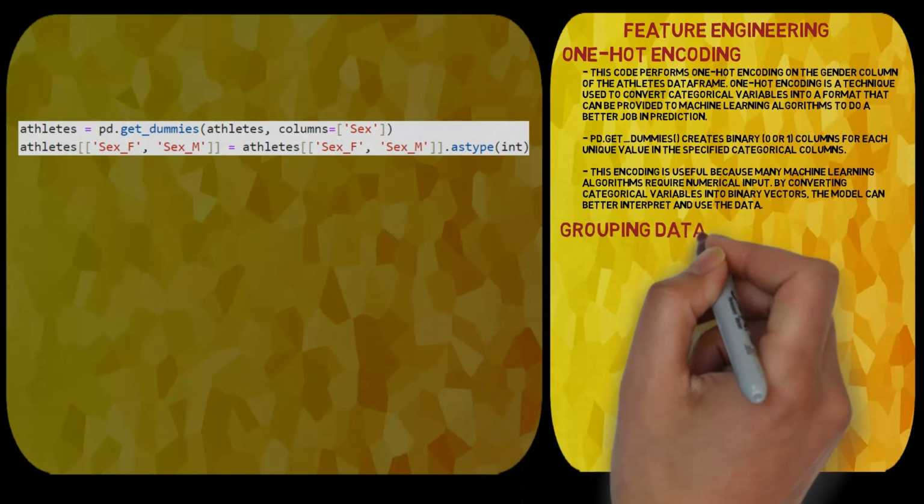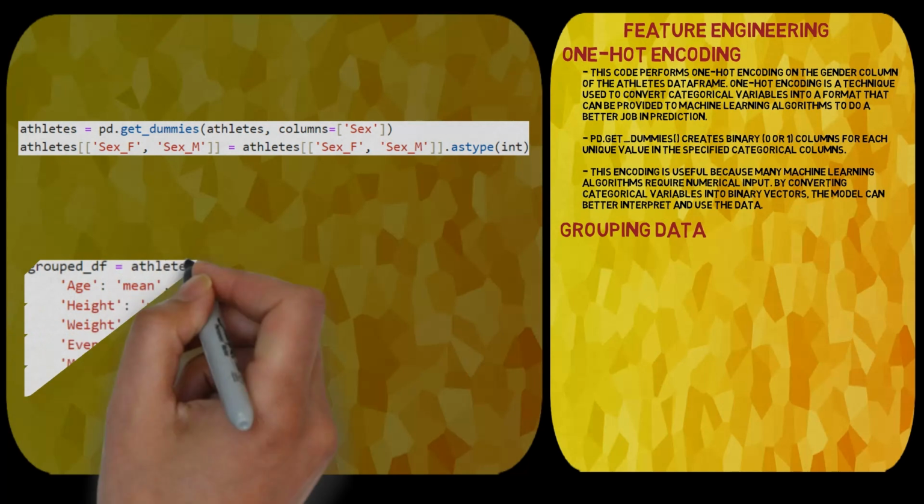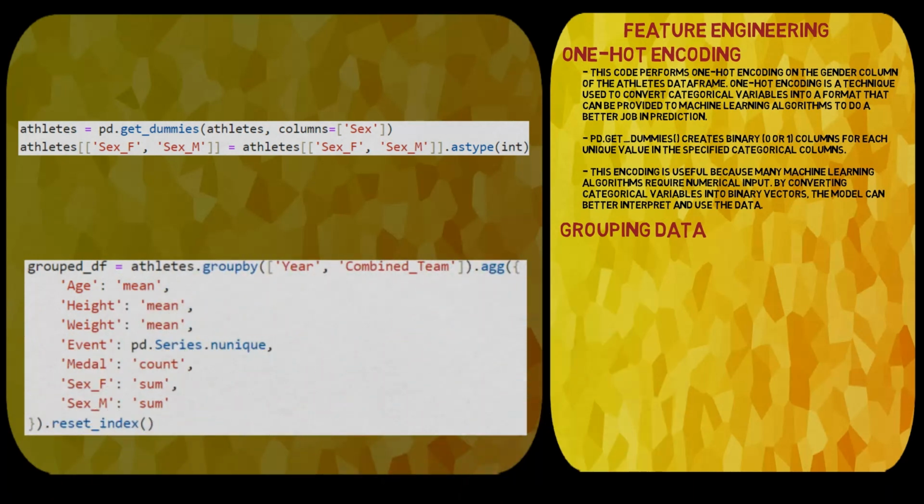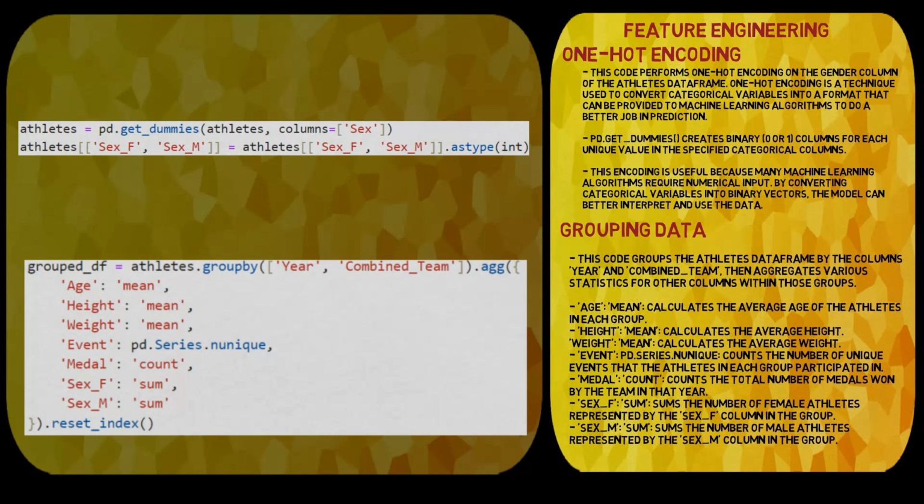Grouping data. Grouping the athlete's data frame by year and combined_team, we aggregate statistics like average age, height, weight, and the number of unique events and medals won. We also sum up the number of male and female athletes, giving us a clear picture of each team's composition.